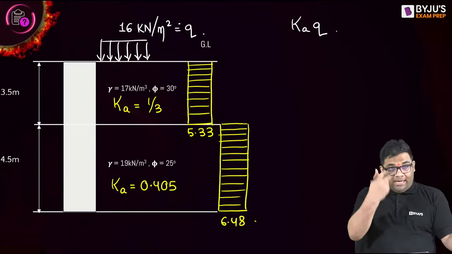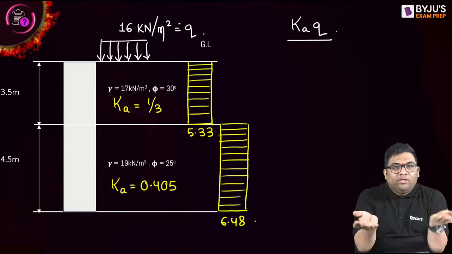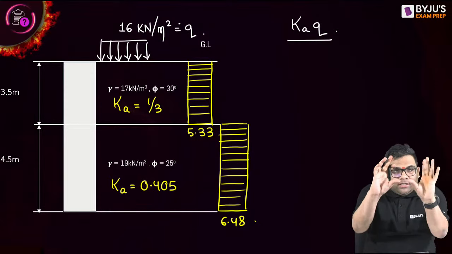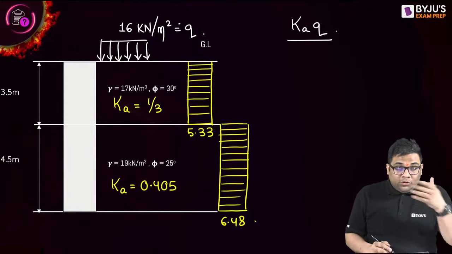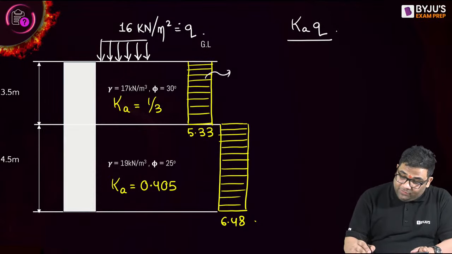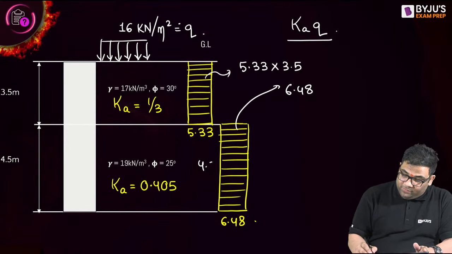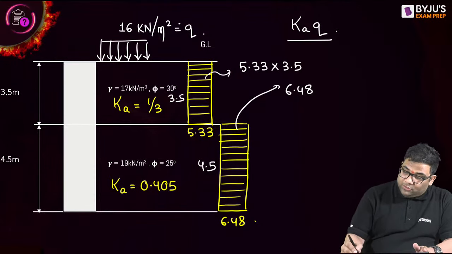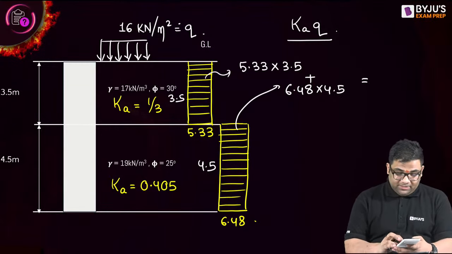When we have two-layered soil, the equation remains Ka into Q only. But since there are two different layers, the Ka will be different, so I'll get two rectangles. To find the force due to surcharge, I'll take this area: 5.33 into 3.5, and 6.48 into 4.5. How much force am I getting due to surcharge? Let us find out. Let me just recheck.